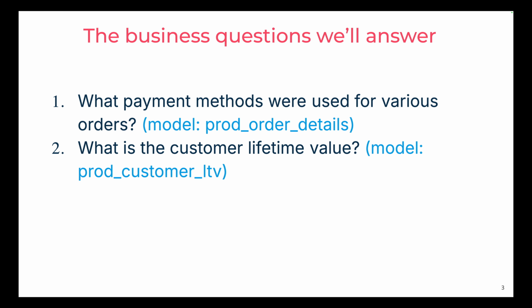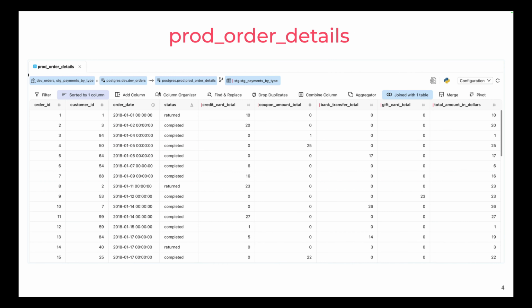Question number two is what is the customer lifetime value? Meaning how much did the customer give in total to the business? This is the production order details final table that we want, and this is how it looks like. So there's an order ID, there's customer ID, there's order date, and then the status of the order.